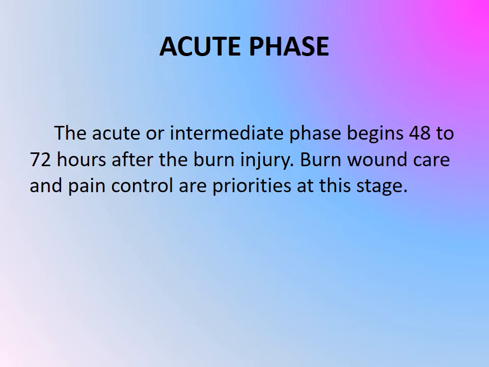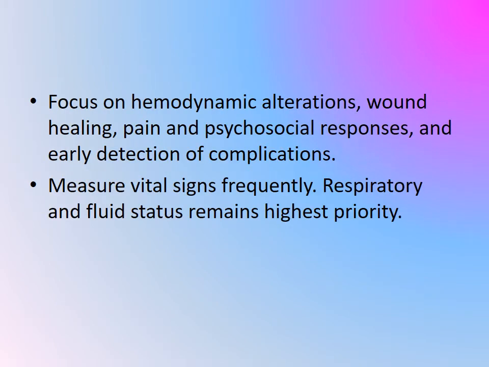The acute phase, also called the intermediate phase, starts from 48 to 72 hours after the burn injury. Here we should mainly focus on burn wound care and pain control as the highest priorities. Also focus on hemodynamic alterations, wound healing, pain and psychosocial responses and early detection of complications. Every second hour check the vital signs, respiratory status and fluid status, and these are considered the highest priority.